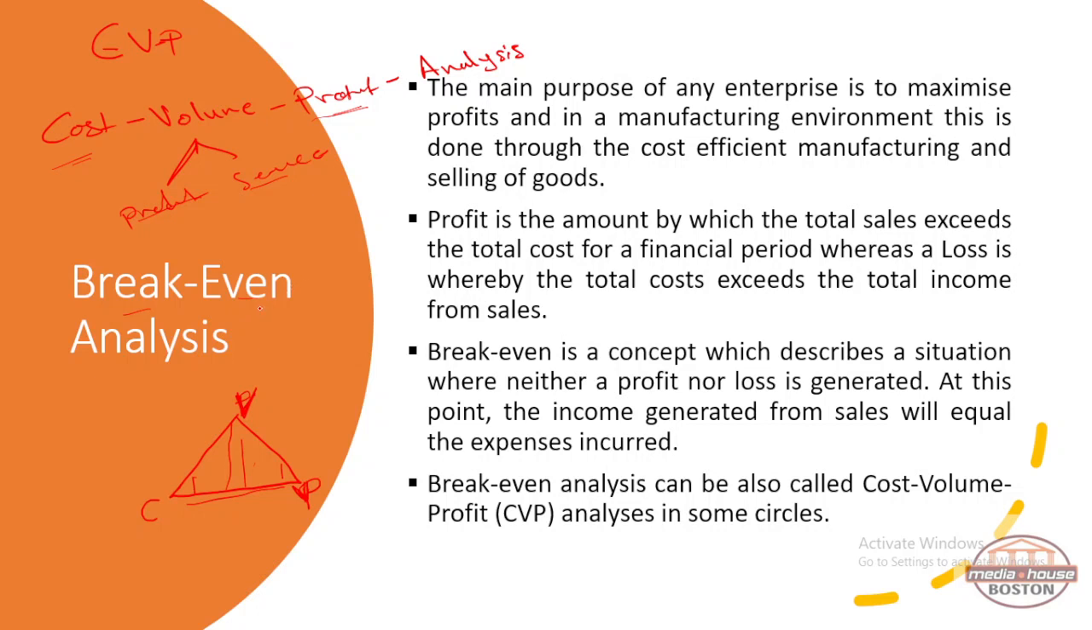So with the concept of break-even analysis, what we are trying to achieve is to identify the point at which our total revenue will be equal to our total cost. Remember, TR, which is total revenue, is equal to total cost. And total cost is our total fixed cost plus our total variable cost. All of these combined give us what we call total cost.